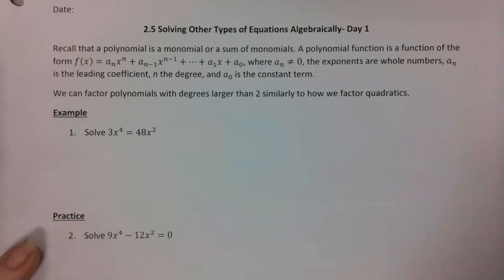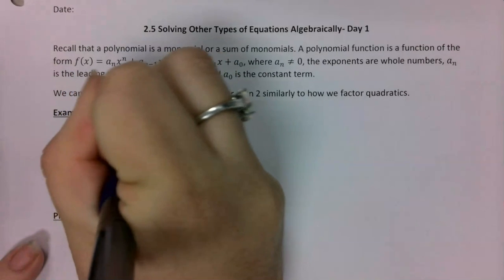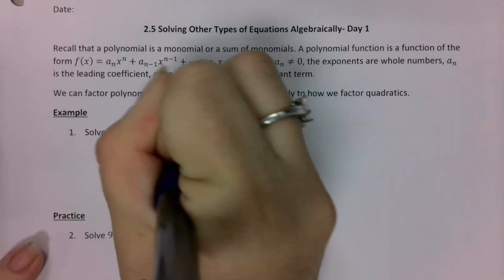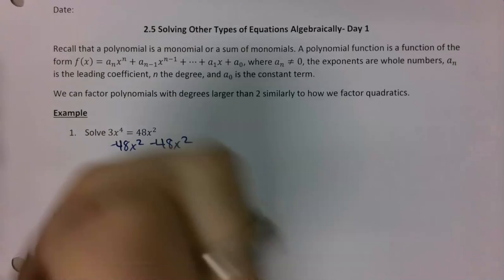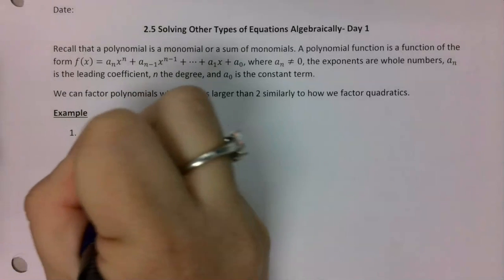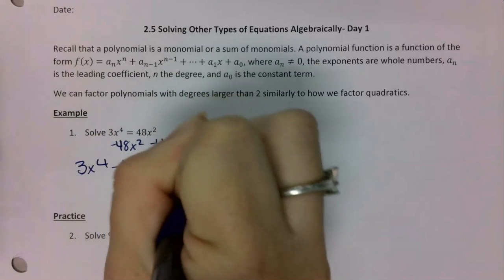So what I first want to do here is set it equal to 0. So I'm going to subtract 48x squared from both sides to get everything onto the same side. Which is going to give me 3x to the 4th minus 48x squared equals 0.